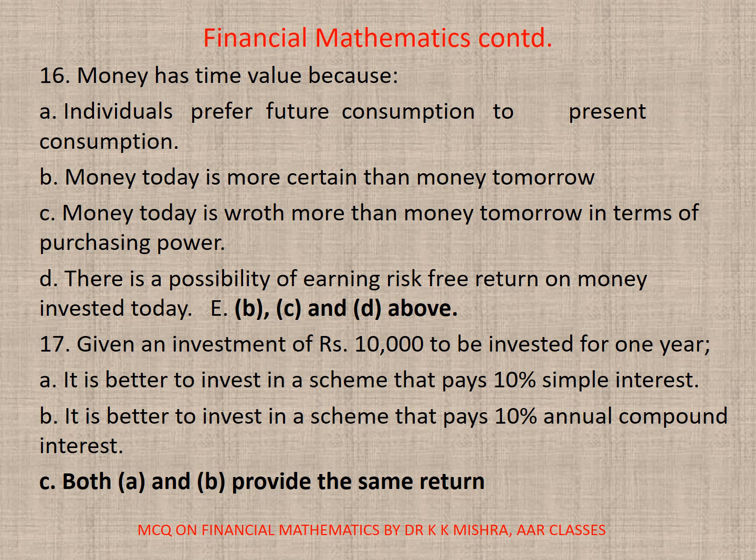17. Given an amount of rupees 10,000 to be invested for 1 year, A. It is better to invest in a scheme that pays 10% simple interest. B. It is better to invest in a scheme that pays 10% annual compound interest. Or C. Both A and B. Correct option is C. Both A and B provide the same return.